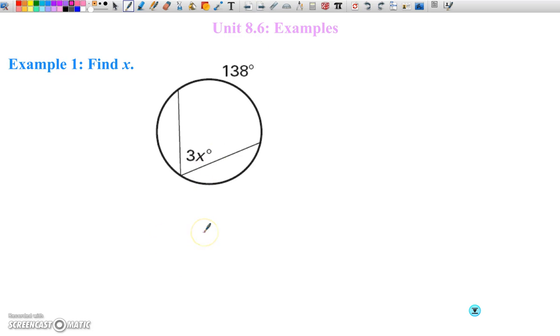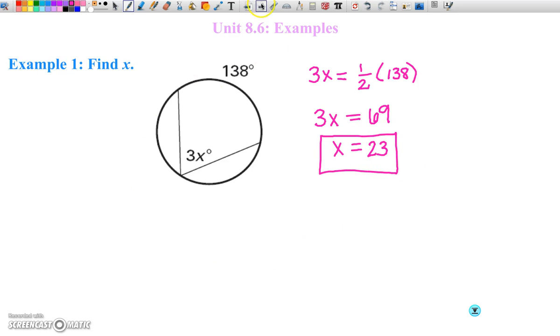So here's our very first example. We are looking for x in this case, and what we do is take our 3x and set it equal to half of our arc. Remember, your angle is half of the arc measurement. So we end up with 3x equals 69. We divide by 3 to get x is 23.